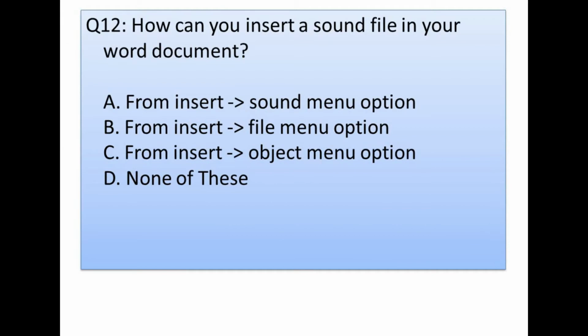How can you insert a sound file in your Word document? From insert, then sound menu option. From insert, then file menu option. From insert, then object menu option. None of these. So the correct option is C.